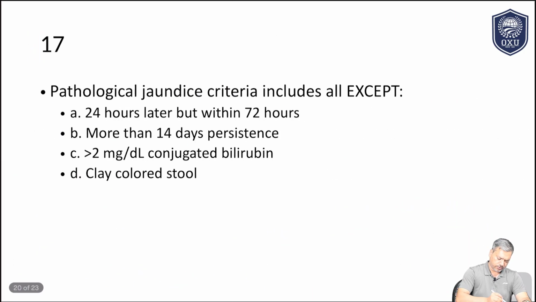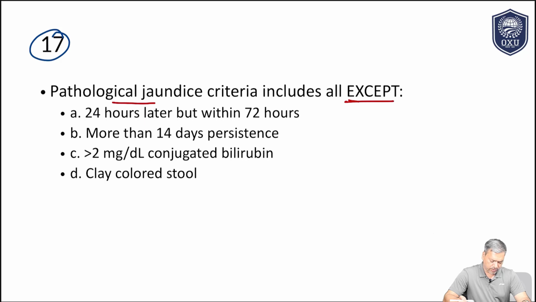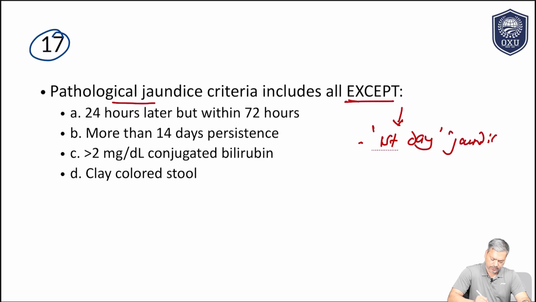Let's move on. Question number 17. Pathological jaundice criteria include all except. Now this is an except type of question, meaning three are true and one may be false, so we need to solve it like that. First let me tell you what pathological jaundice is. There are some criteria for pathological jaundice, so let me write those criteria here first. If jaundice appears on the first day, it is always pathological.